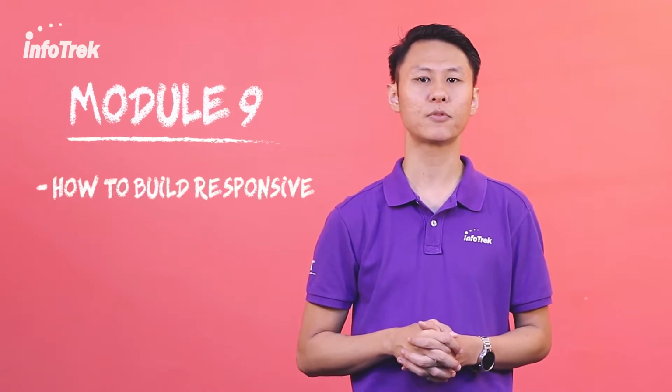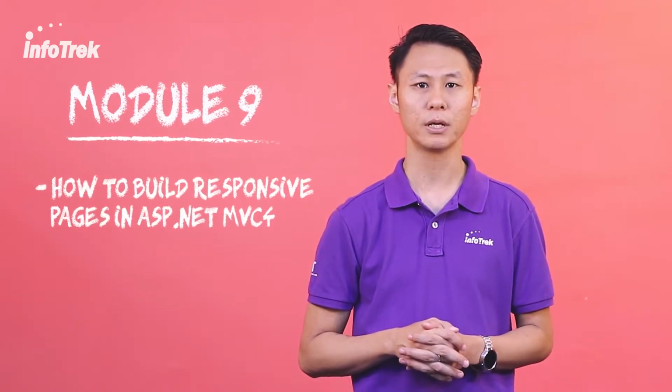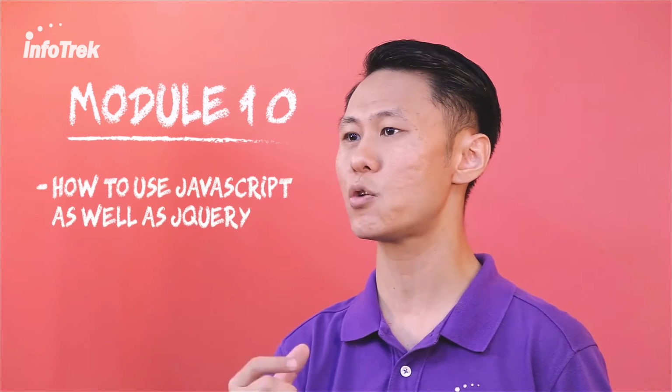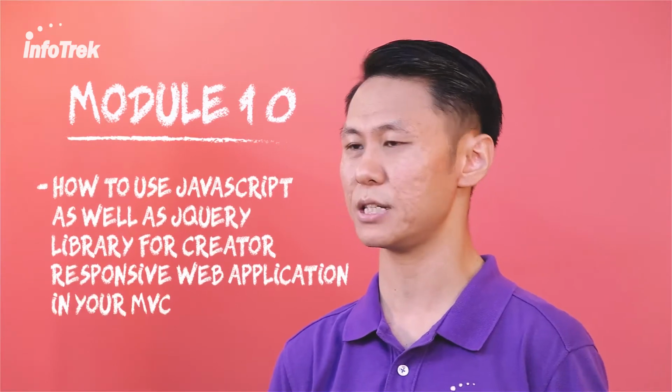Now in module 9, you learn how to build responsive pages in ASP.NET MVC4. Module 9 and the next module 10 are related, because in module 9 you learn something called AJAX. AJAX is not new, but you learn how MVC4 applies AJAX components to give your users a very quick and responsive experience while browsing web pages. AJAX is a technology that combines JavaScript and XML. So in module 10, you will learn how to use JavaScript as well as the jQuery library for more responsive web applications in your MVC.